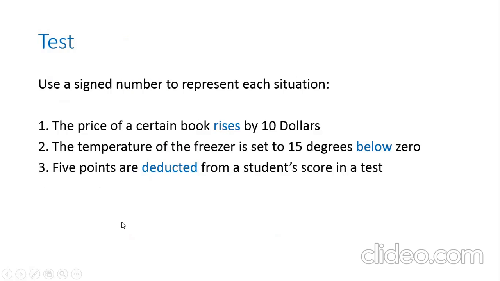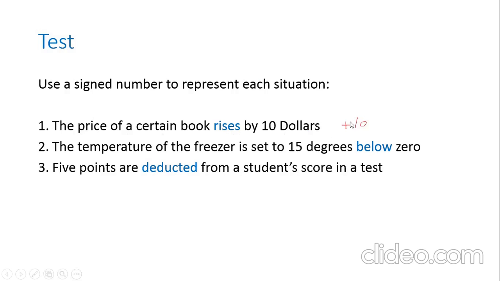Now let's do a simple test. Use a signed number to represent each situation. So we have to write what each phrase means using plus or minus, then a number. The price of a certain book rises by $10. So this could be represented by +10.